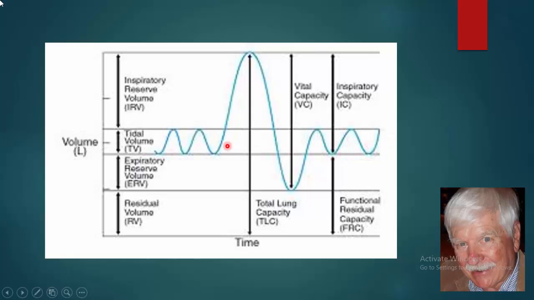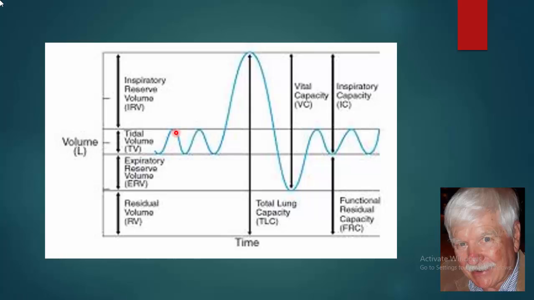So just follow the line right now. This is normal breathing, okay? This is taking in as much as you can. See, there'll be more gas in the lungs when you take it in. And then you blow it all out so it goes down. And then you resume back to normal breathing. So let's talk about the volume of normal breathing.